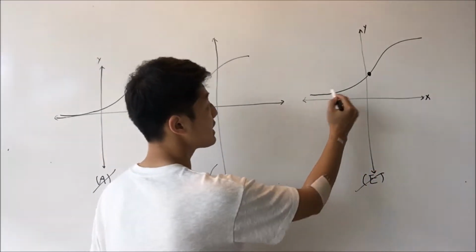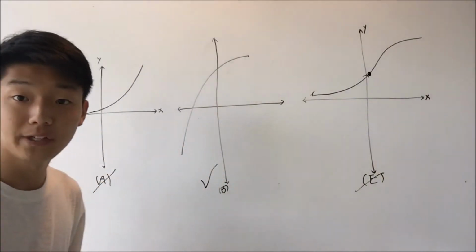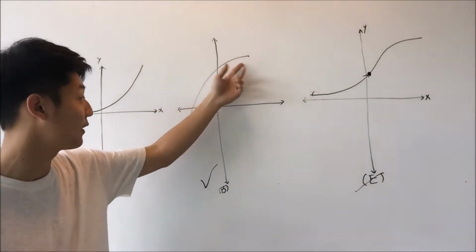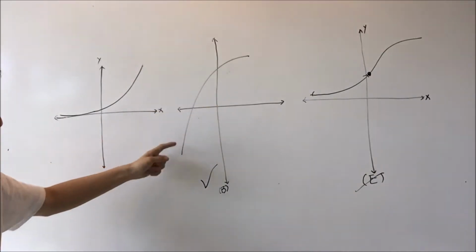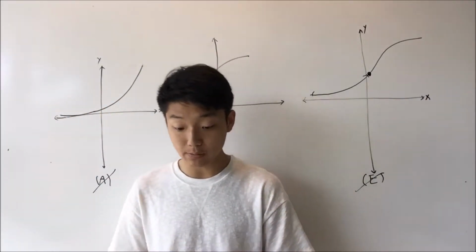Cross it off because it has concave up here, it's looking like this, right? So the only answer left is B, which is concave down all the time, like this shape, and the slope is increasing. So the answer for number 16 will be B.